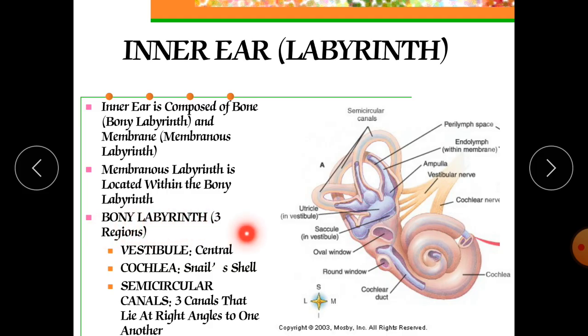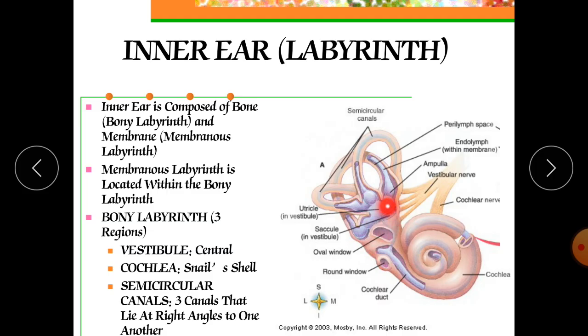If you see this bony labyrinth, it contains the vestibule, cochlea, and semicircular canals. There are three semicircular canals. Now, the vestibule. What is the vestibule? It is the oval central portion of the bony labyrinth.